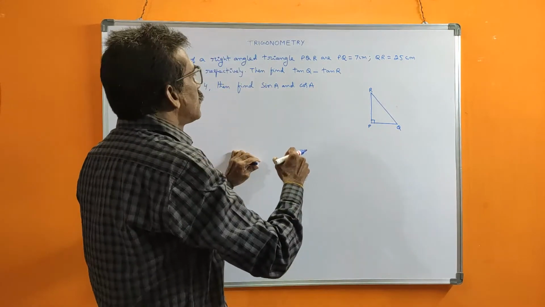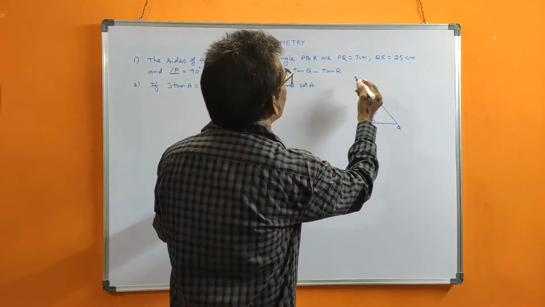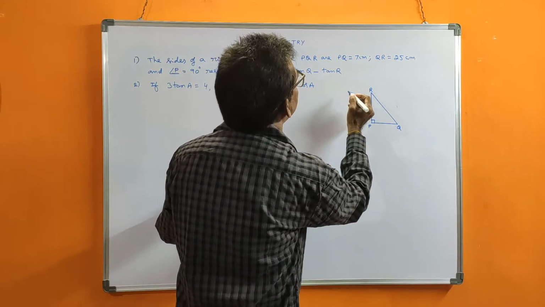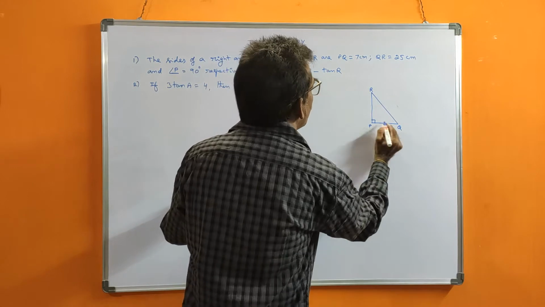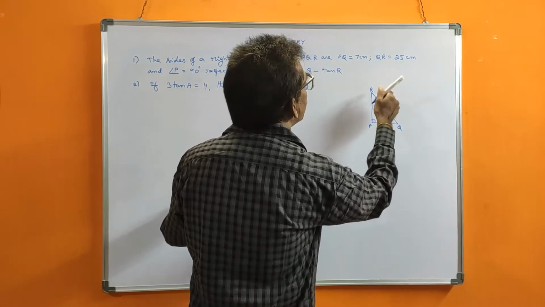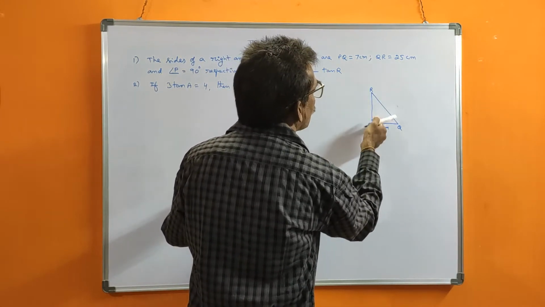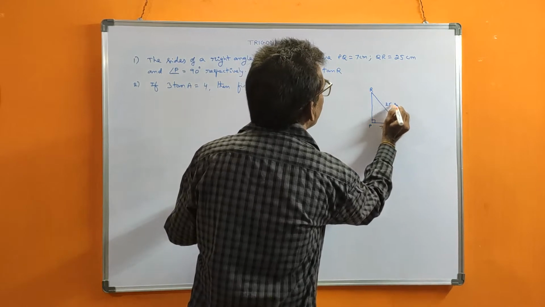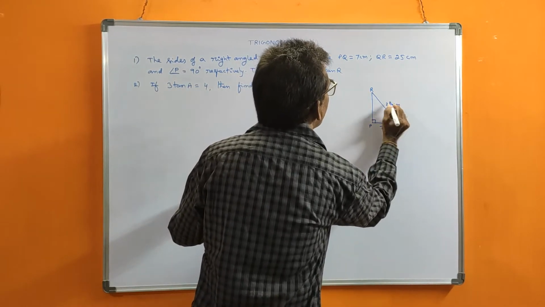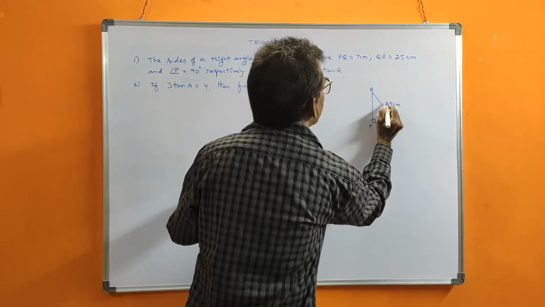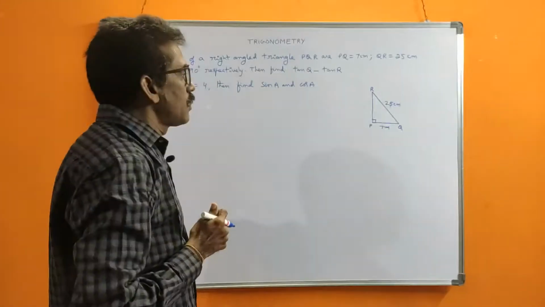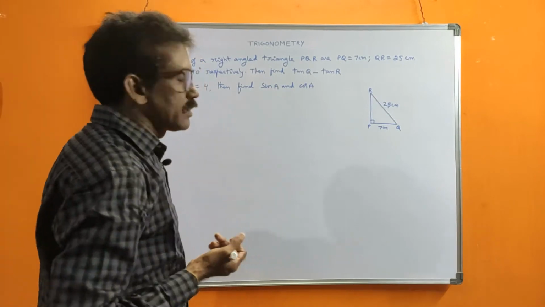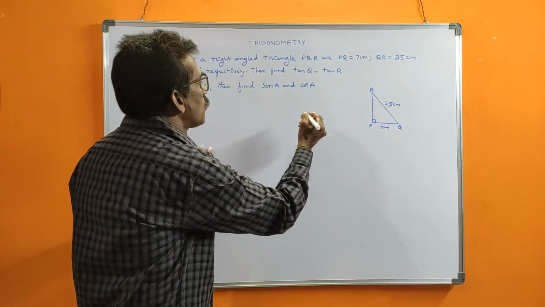I told you already. Now in this, PQ, 7 centimeters is given, so directly you can write the value. PQ is 7 centimeters. QR is 25 cm. The third side we have to calculate by using the Pythagoras theorem.